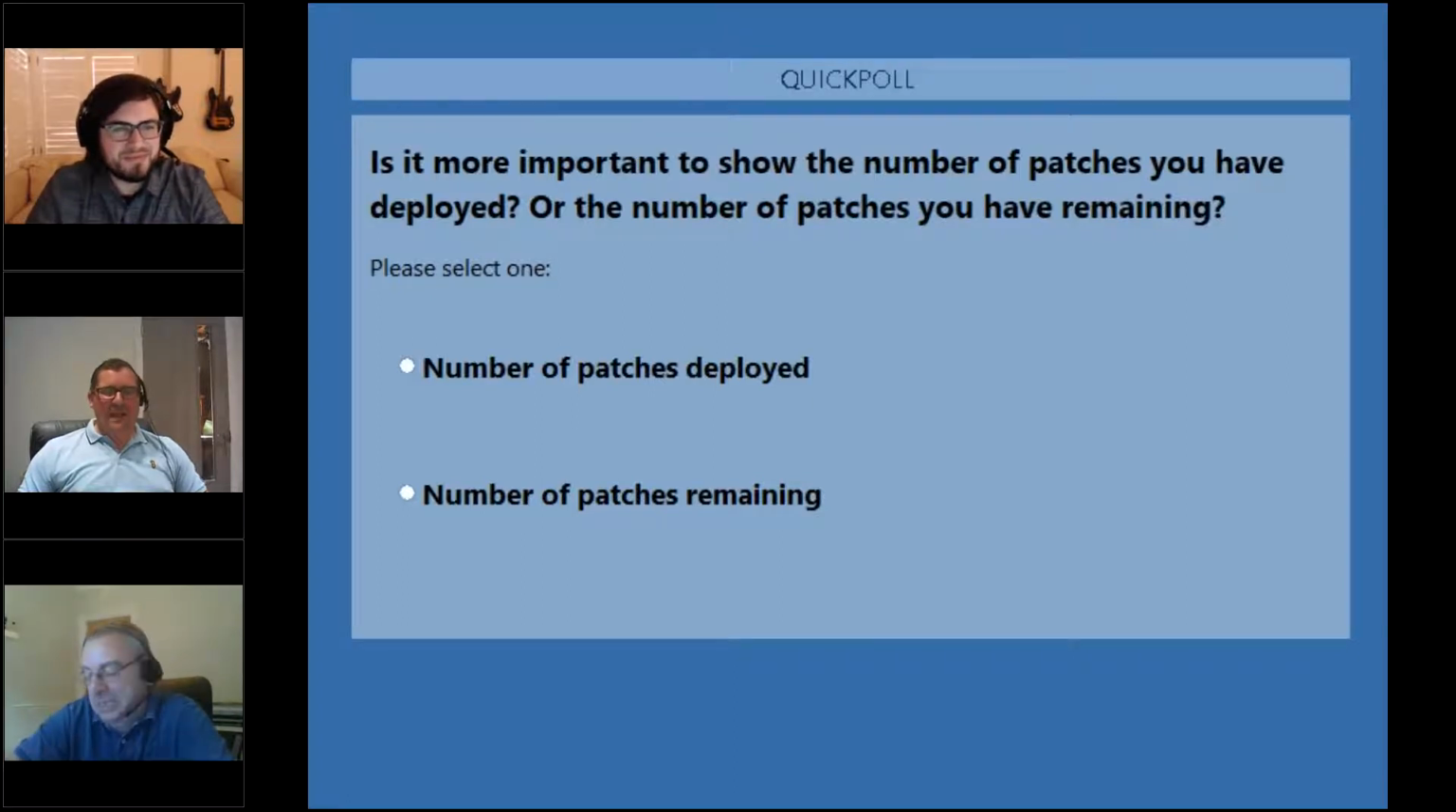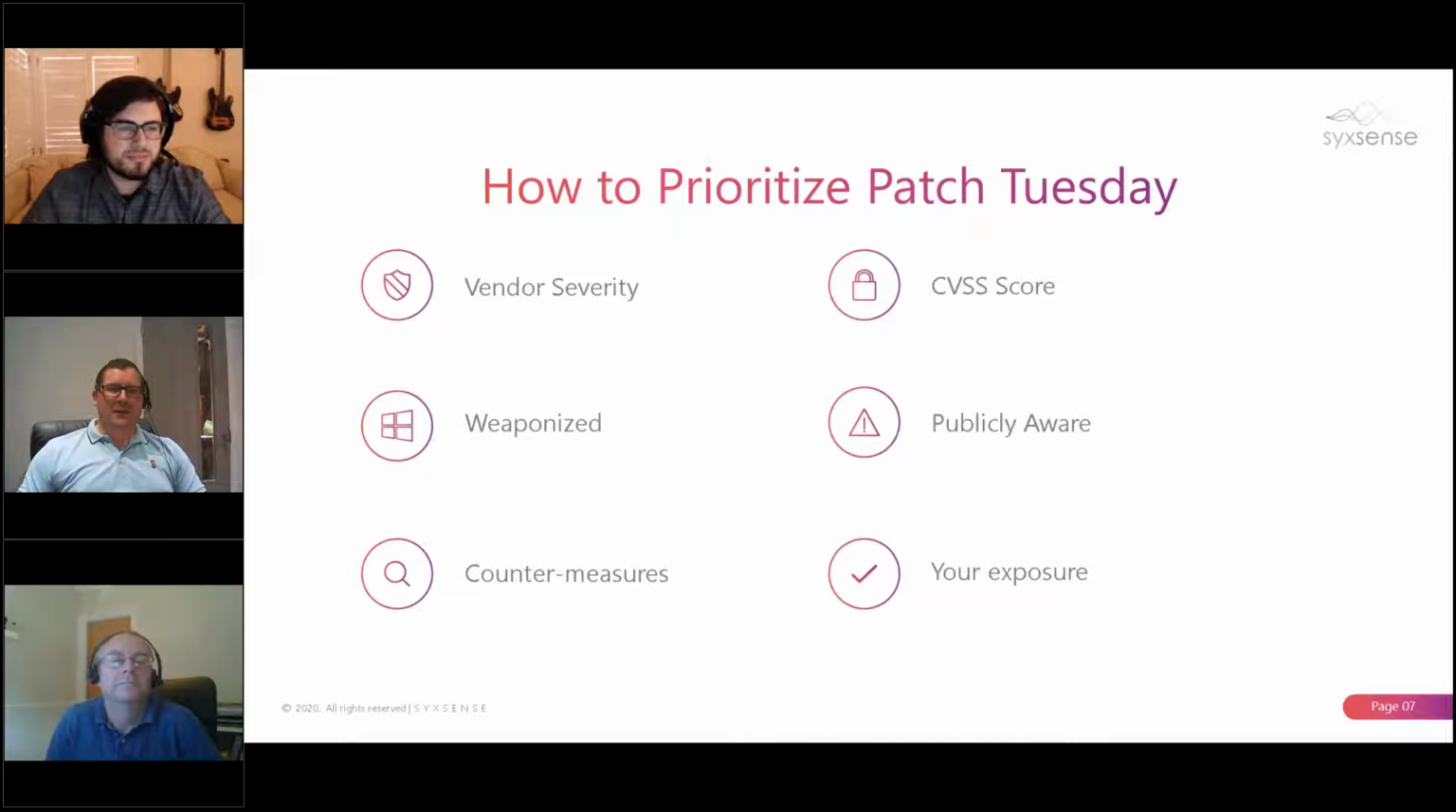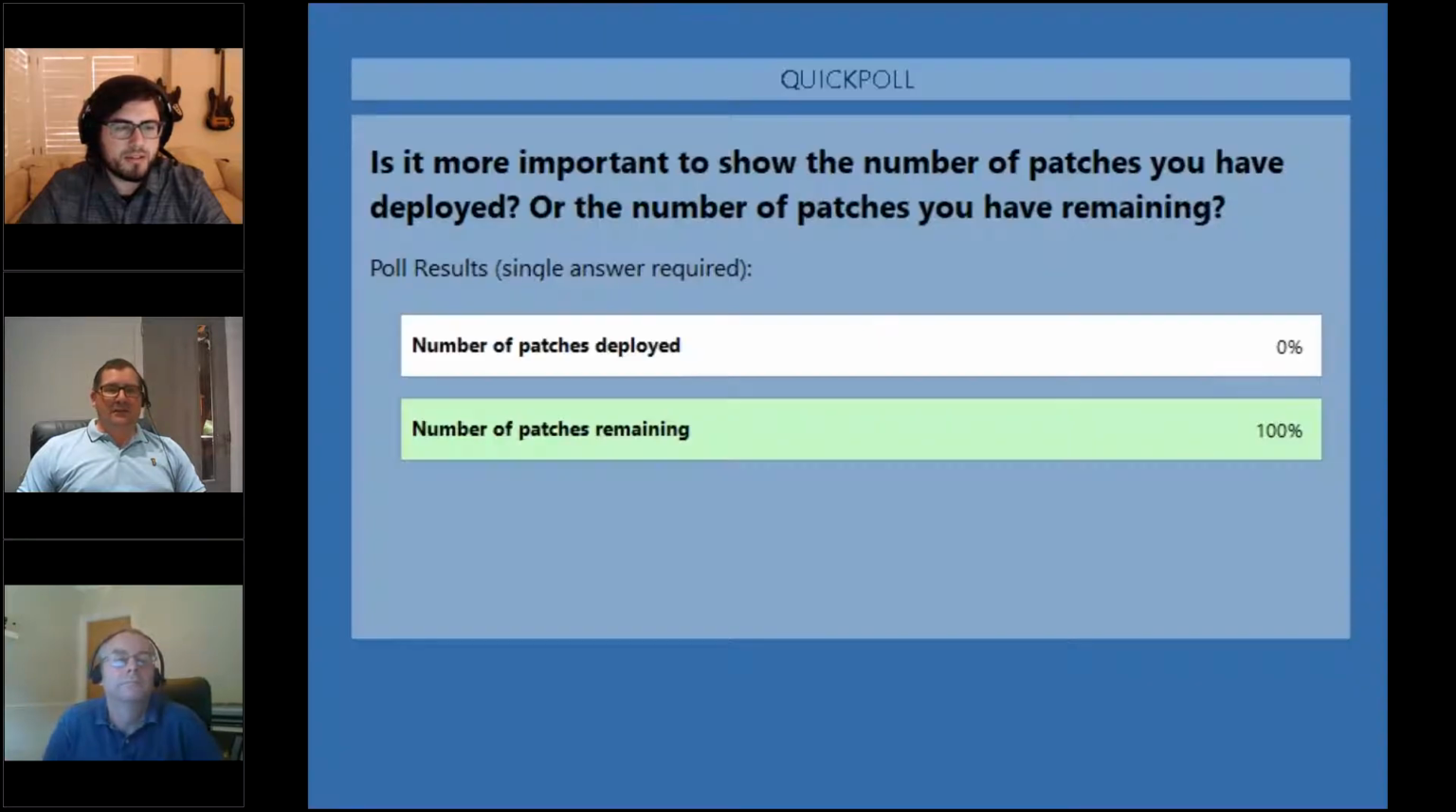Okay, so far, that means patches still remaining on your device. Now, as Pete mentioned, we have a scoring system. This is how we feel we can prioritize and rank vulnerabilities, each based on 6 factors. The first one is the vendor severity.